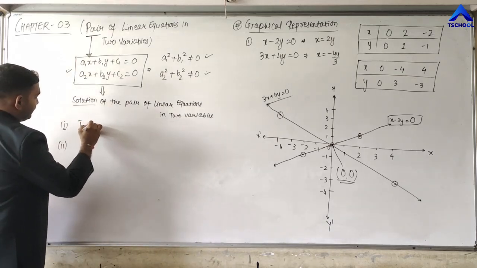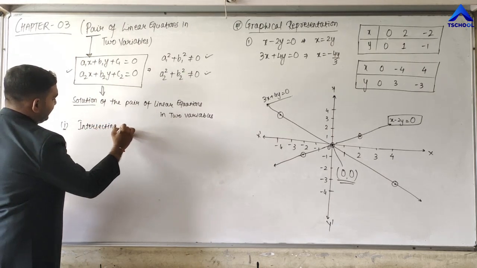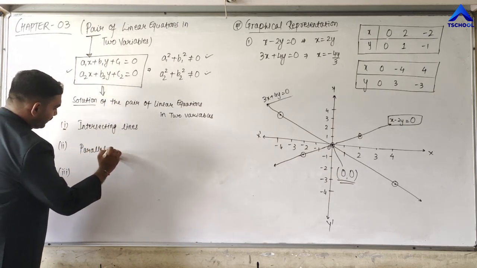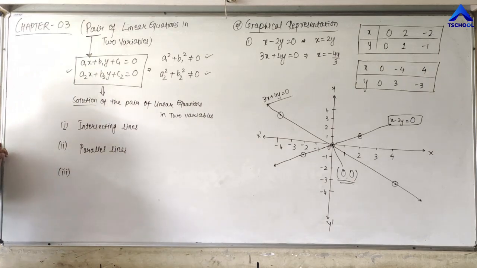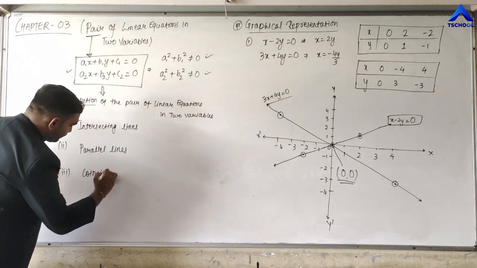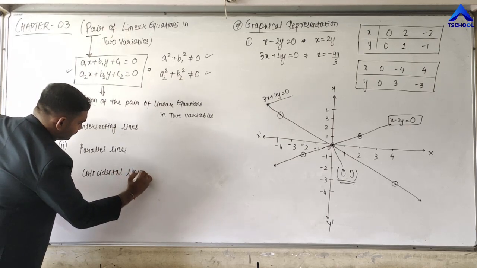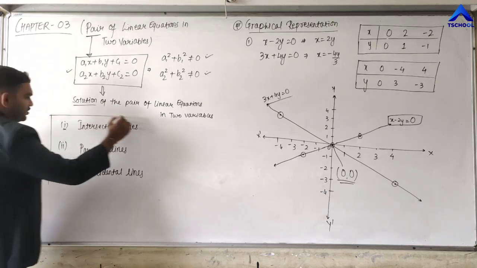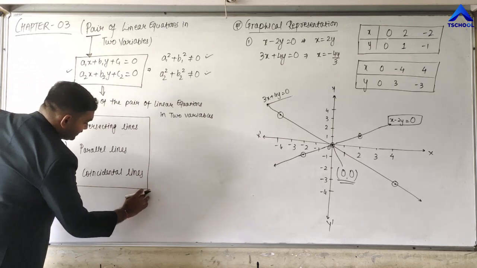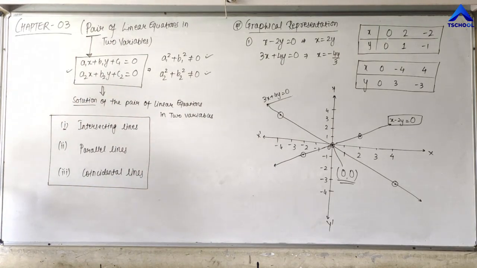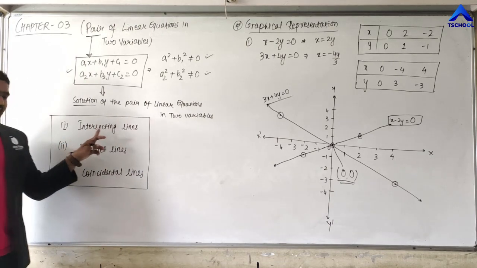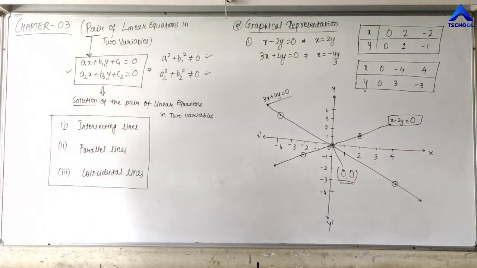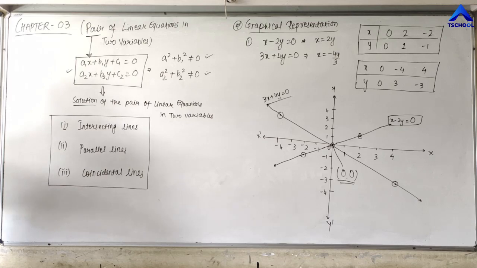Either they will be intersecting lines, or they will be parallel lines, or they will be coincidental lines. They will show one of these three natures. So you can also say that the solution to a pair of linear equations in two variables will be one of these three: intersecting lines, parallel lines, or coincidental lines.